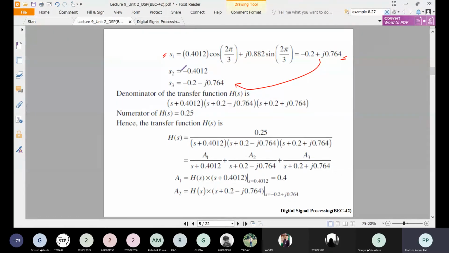Okay, and along with that we put in the value of theta k for the second value, and we will find s2. Once we know the pole location, the denominator of the transfer function will be given by s minus the first pole location, so s minus this one, and then again s minus the second one, so it will be minus this one.